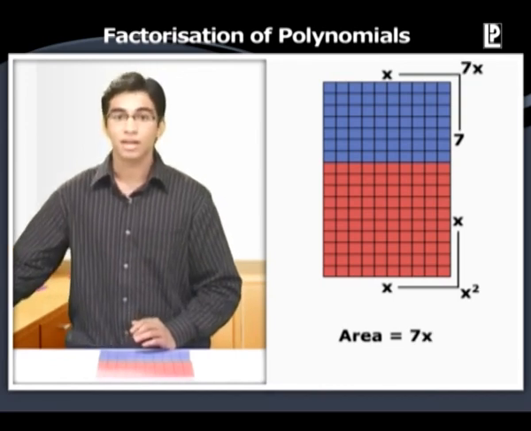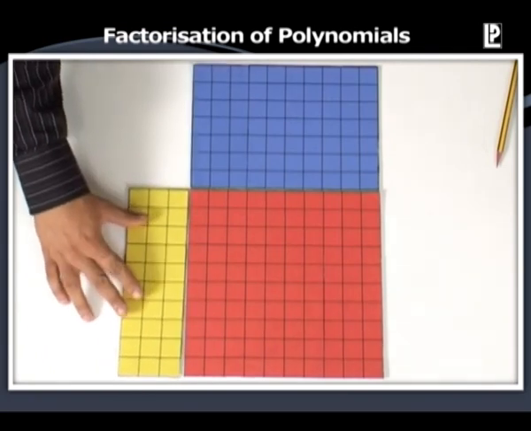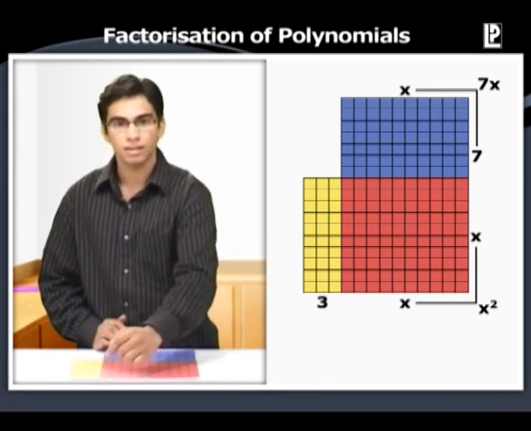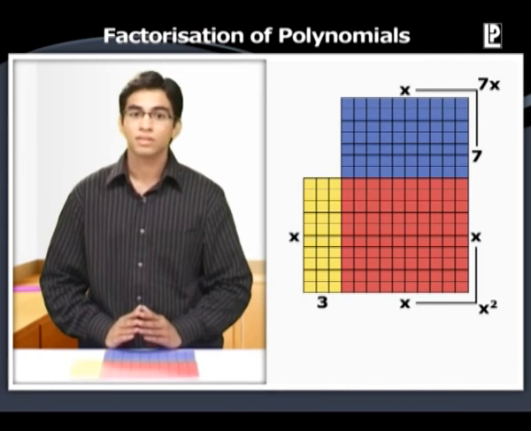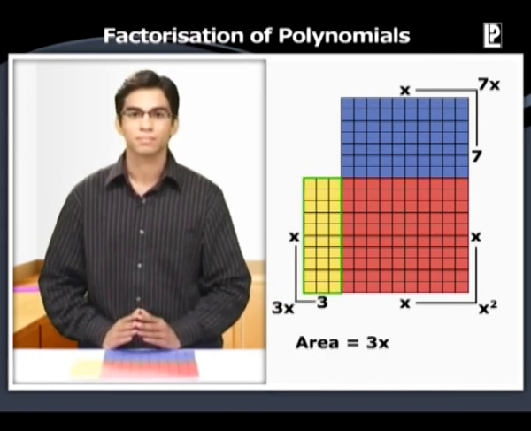I have here a yellow rectangular grid. Let's place it next to the red grid. This grid has length equal to 3 squares and breadth equal to 10 squares or x. The area of this rectangular grid would then be 3x.